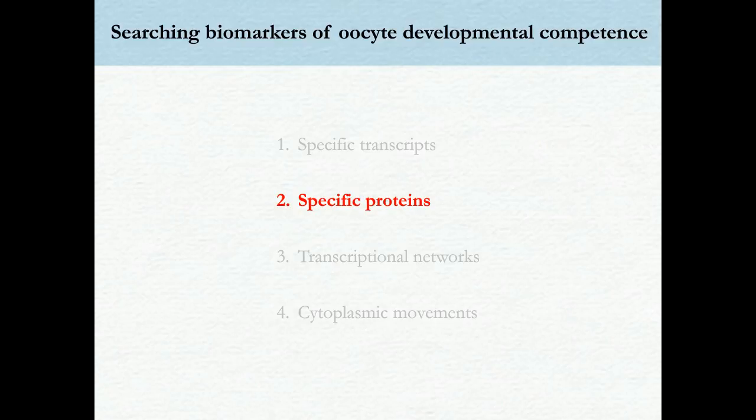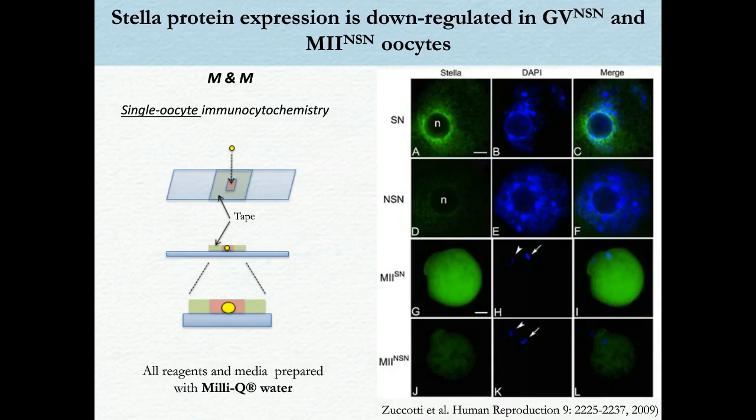The right-hand side panel shows a representative immunoreaction using an antibody against Stella protein on antral SN oocytes. Notice the presence of the protein in an SN oocyte. Notice here the downregulation of the protein in their derived metaphase II oocytes. The absence of this maternal effect factor in NSN oocytes could explain their developmental incompetence.